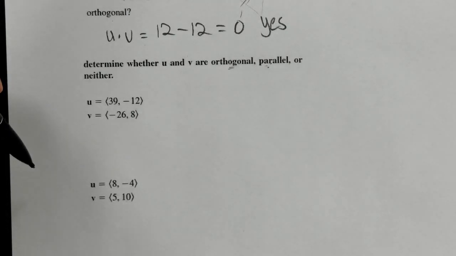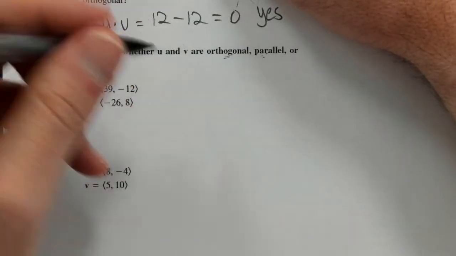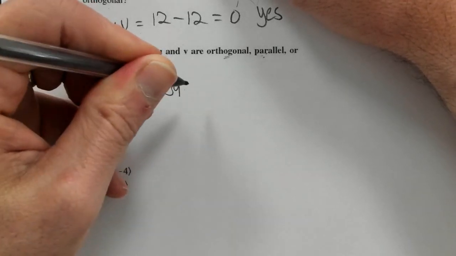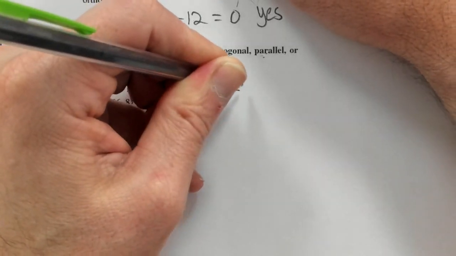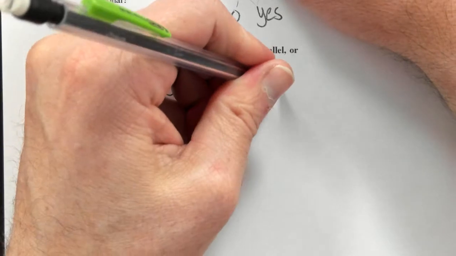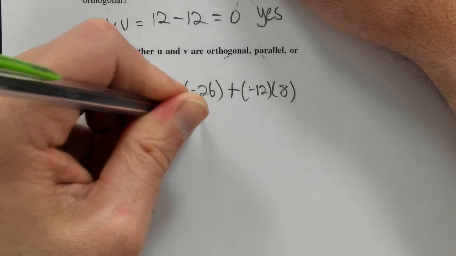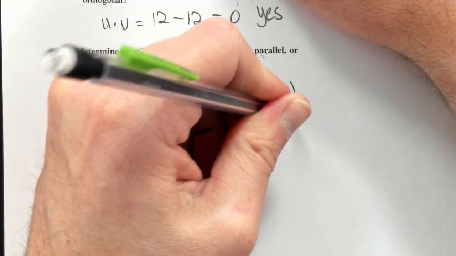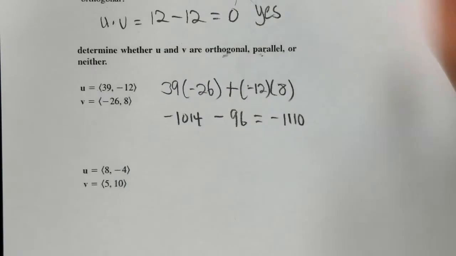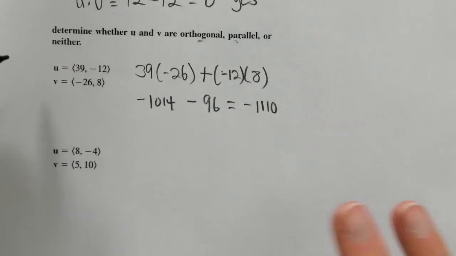First of all, we want to see if we can find the dot product. The dot product of these two would be 39 times -26 plus -12 times 8. That ends up being -1014 minus 96, which equals -1110. Since the dot product is not 0, we can say for sure that they're not orthogonal. Let's talk about parallel.